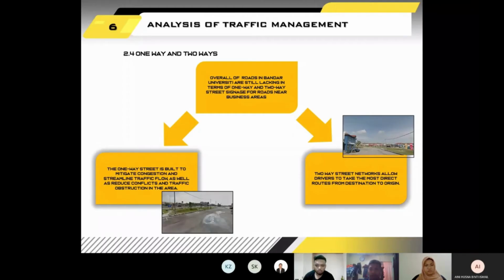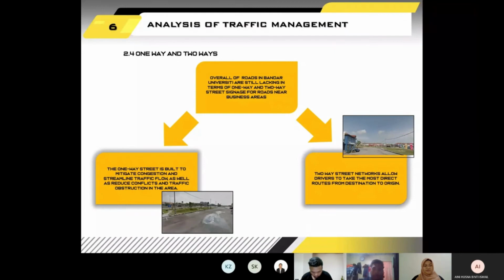On the topic of one-way and two-way streets. First, we go through one way. A one-way street is intended to minimize congestion, streamline traffic flow, and reduce disputes and obstruction of traffic in the city. Second, two ways. A two-way street allows drivers to take the most direct routes from origin to destination. In conclusion, road safety is very important for road users. So one-way and two-way streets are very useful for vehicles passing through them.